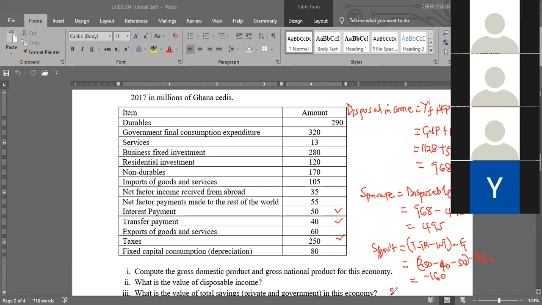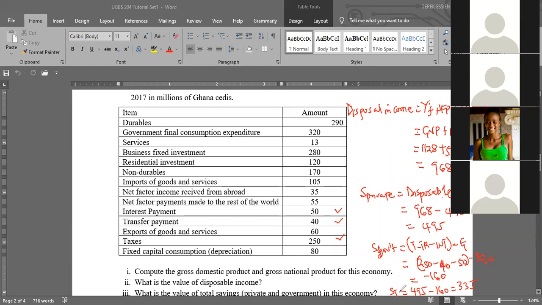-160. Now we are going to find for what? S total. S total is the total savings, and we said that it is the addition of the private and the government. So I'm going to say 495 minus 160. We make a total of 335. So what's the ST? The full meaning of ST is total savings. And so you subtracted the government from the private, because we had negative 160 here.